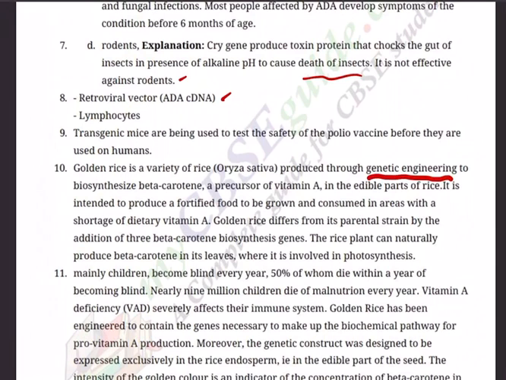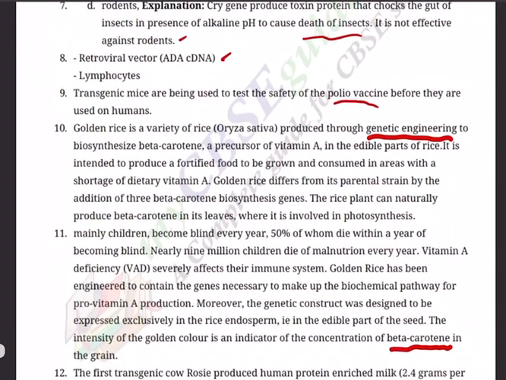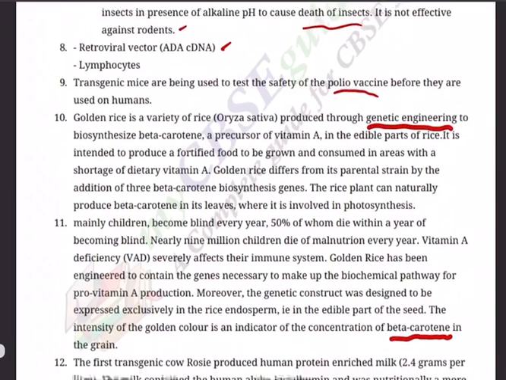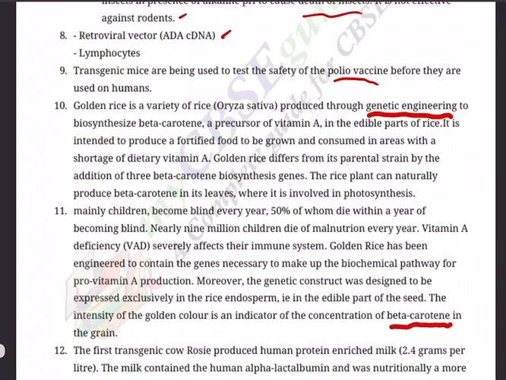Transgenic mice are being used to test the safety of polio vaccine before they are used on humans. Normally even COVID-19 vaccine is tested first in animals, then volunteers, then on a large scale on human beings. Only then is it marketed openly.